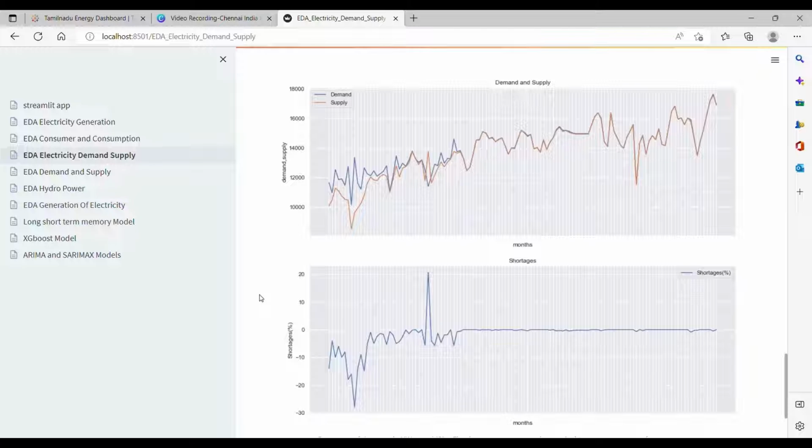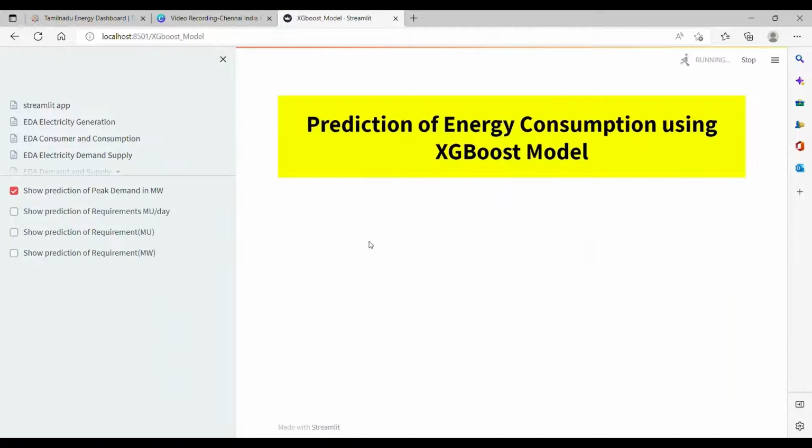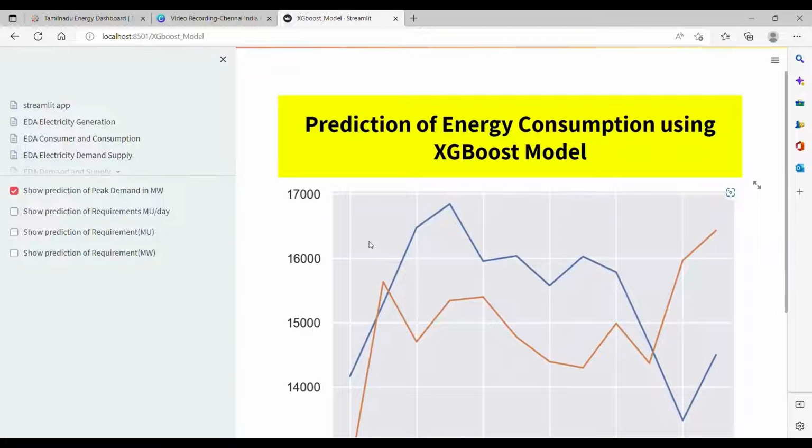There was a steady increase from 2012 to 2022 in the demand versus supply curve. Both were converging. From our EDA, we understood the power demand has seen an increase with time.